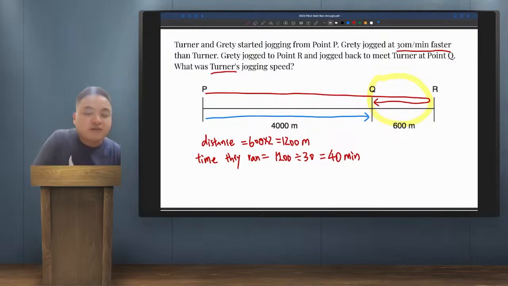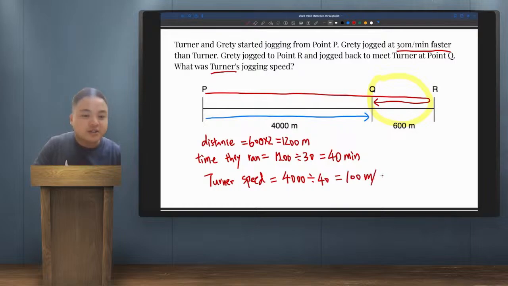To find Turner's speed, Turner ran for 40 minutes, and we can see from the blue that he ran 4,000 meters. For speed, you use distance divided by time. You will get 100 meters per minute. So this is your answer. Congratulations to those who got this correct, 100 meters per minute. How many marks is this question?